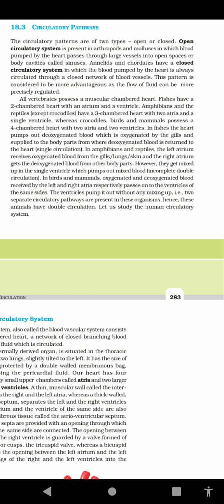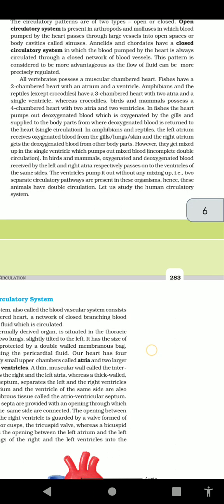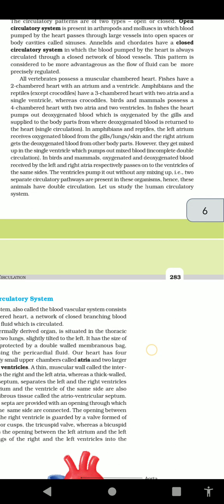Circulatory pathways. The circulatory pathways are of two major types, open or closed. Open circulatory system is present in Arthropoda and Mollusca, in which blood pumped by the heart passes through the large vessels into the open spaces or body cavities called sinuses.